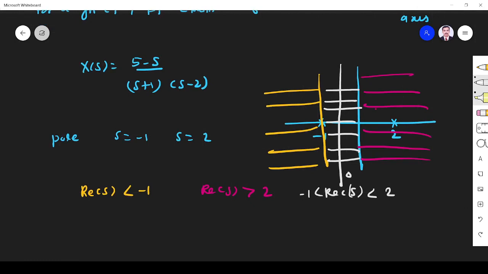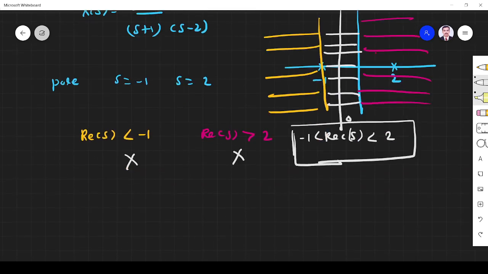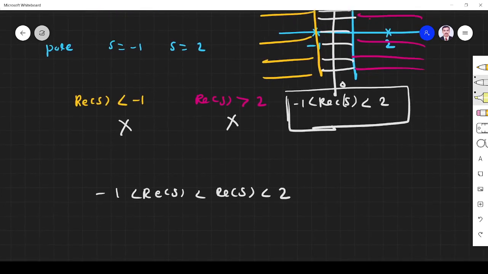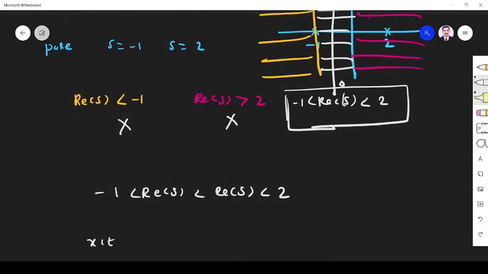Out of these three, only this one covers the imaginary axis. So this configuration only we have to use. This is not possible, this is not possible. So the real part of s must be greater than minus 1 and less than 2. Okay, so this is the possible ROC. Now we will write the inverse Laplace transform x of t.